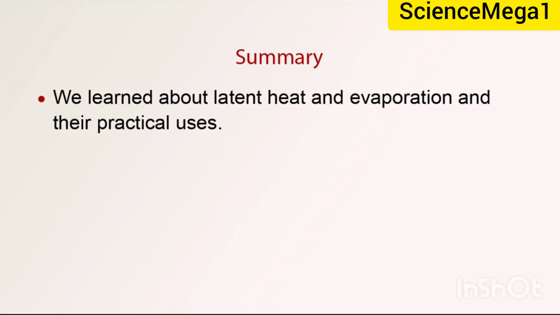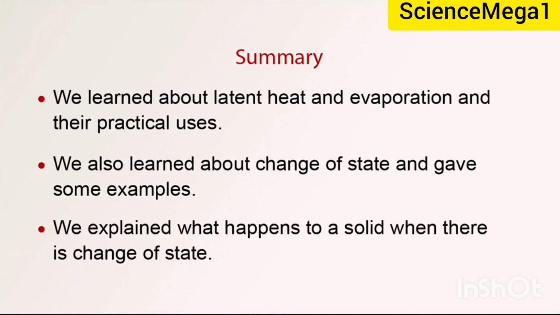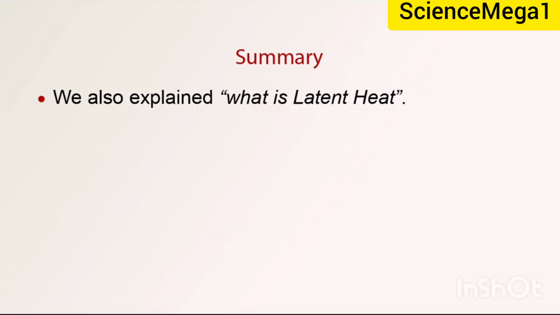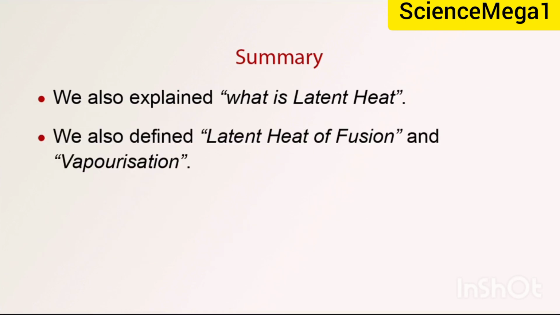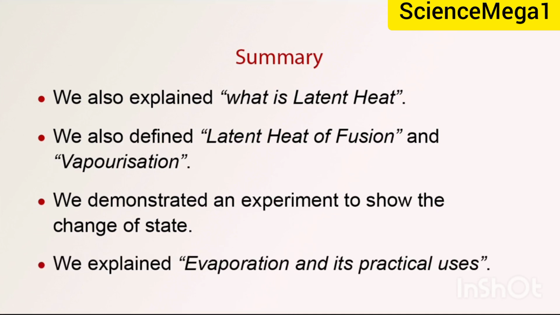How time flies. All too soon, we've come to the end of another lesson. Let us summarize all that we've learned in the lesson. In this lesson, we learned about latent heat and evaporation and their practical uses. We also learned about change of state and gave some examples. We explained what happens to a solid when there is change of state. We also explained what is latent heat. We also defined latent heat of fusion and vaporization. We demonstrated an experiment to show the change of state. We explained evaporation and its practical uses.